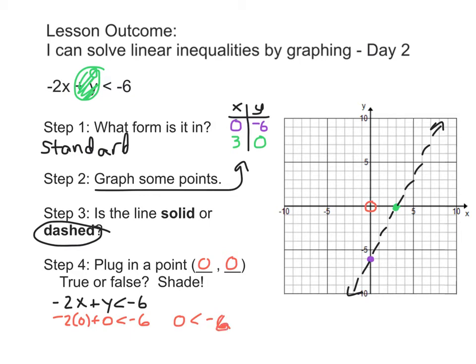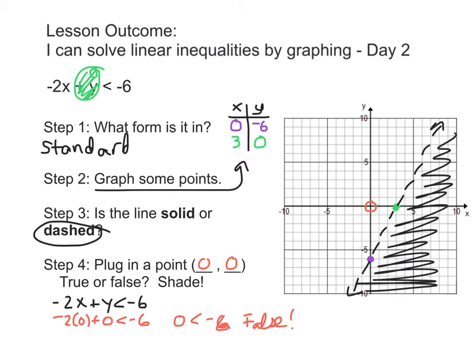Oops, sorry. All right, so is 0 less than negative 6? No, it is not. This is a false statement. And because it's false, we do not want to shade this point right here because it's false. It was not true for this point, so it's not true for anything on this side of the line. So our shading is going to exist on the other side of our line, which is this region over here.